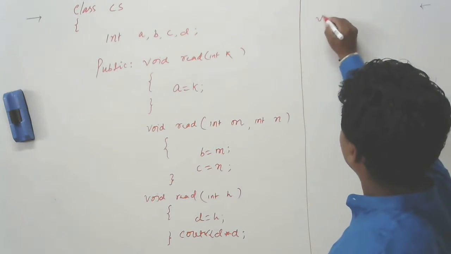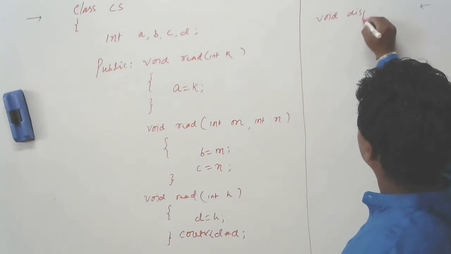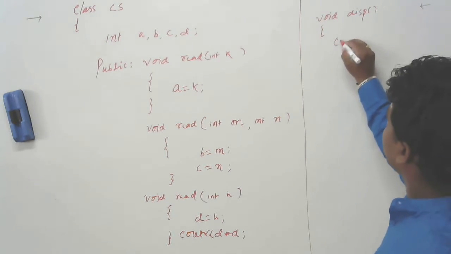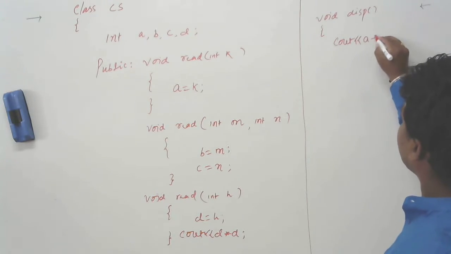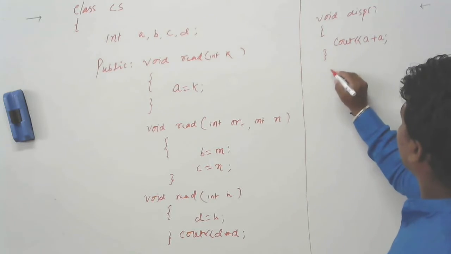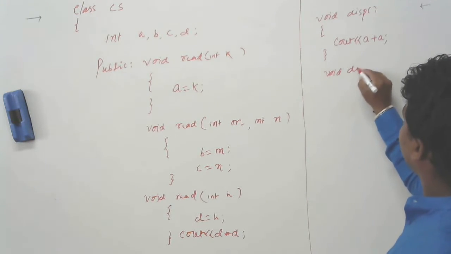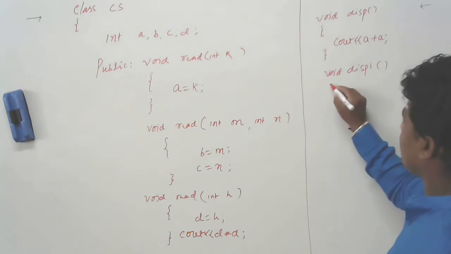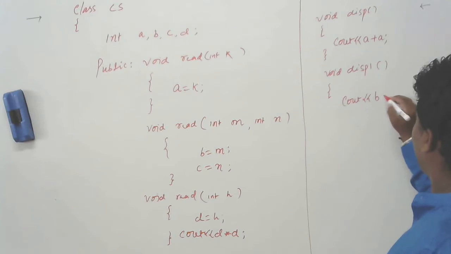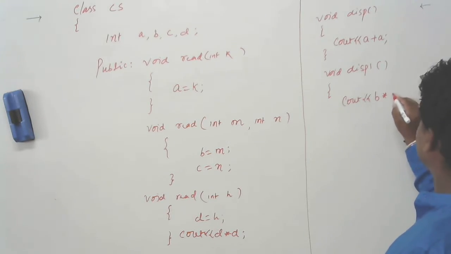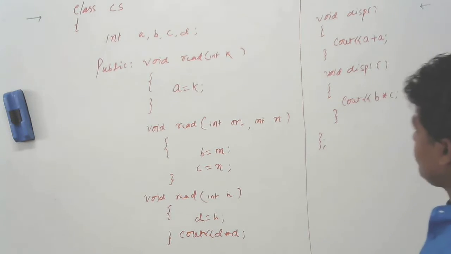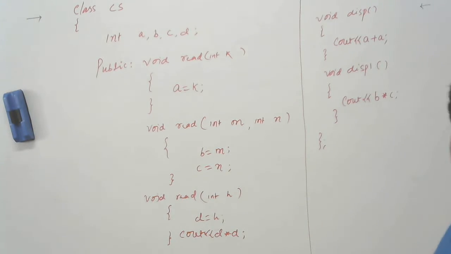And the value will be printed. Void display, open the flower bracket. This value I will take, cout a plus a. Close this. Here one more void display1, function name I will take. Here I will write cout b into c. Close this, close the class.